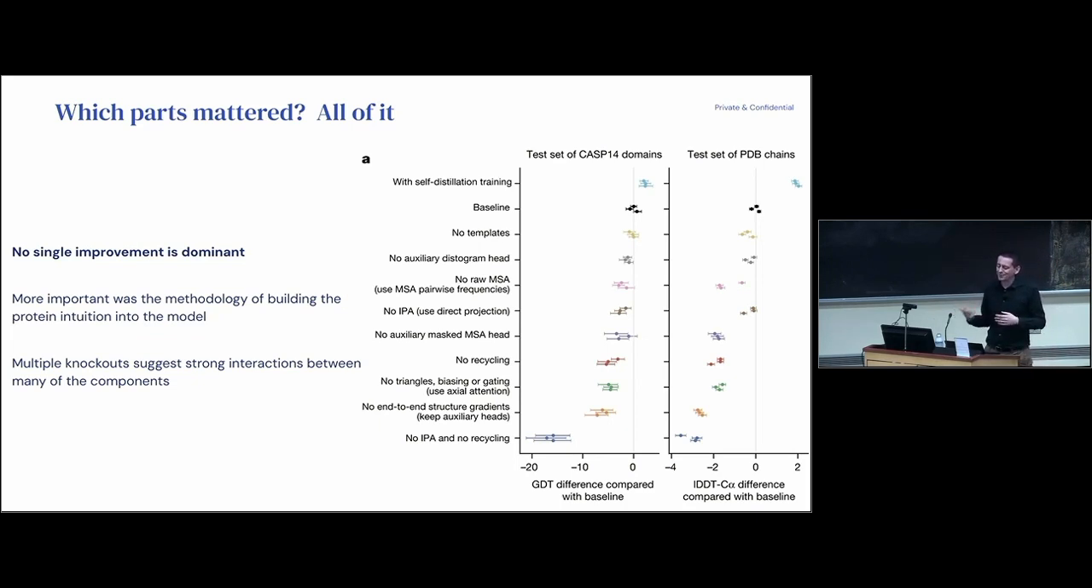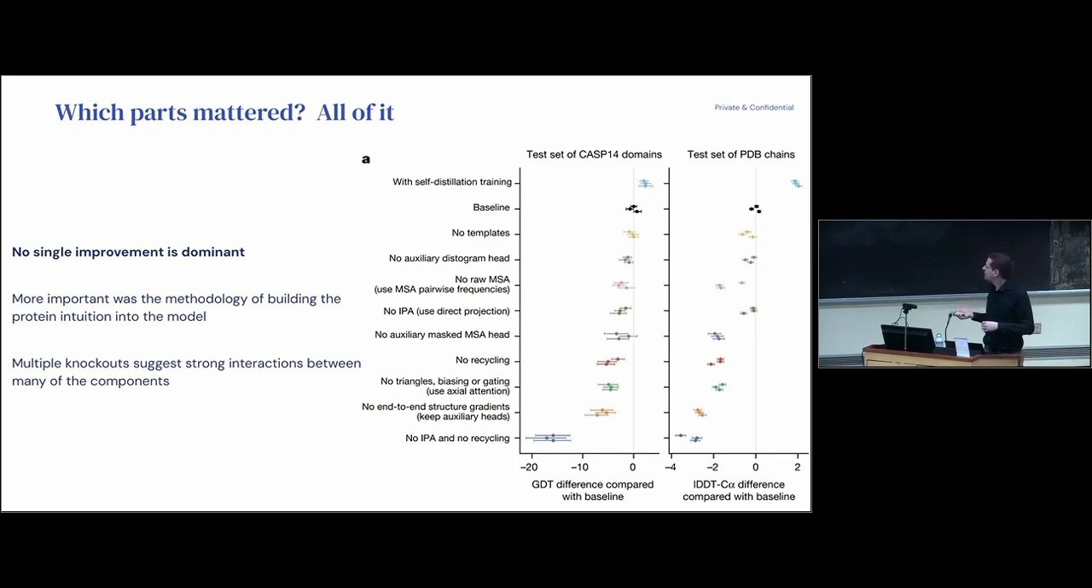But afterwards, for the paper, we trained a model. Very technically, we trained it without distillation, because that doubles the expense of training it. So we measured distillation as a knock-in, and we measured everything else as a knockout. What we found is that everything mattered a bit and nothing mattered a lot. This is accuracy, difference from baseline. We got a little bit contradictory results on all PDB chains versus a particular CASP14 set.